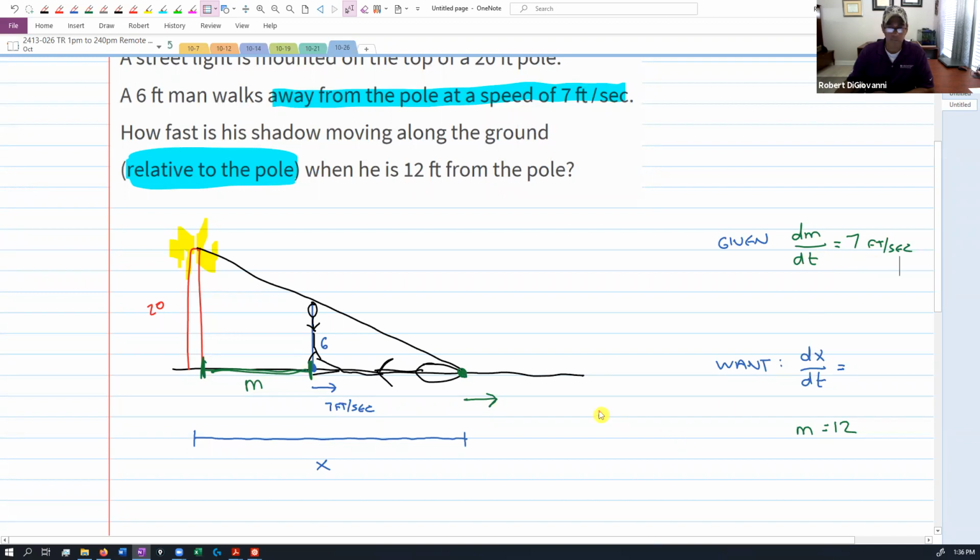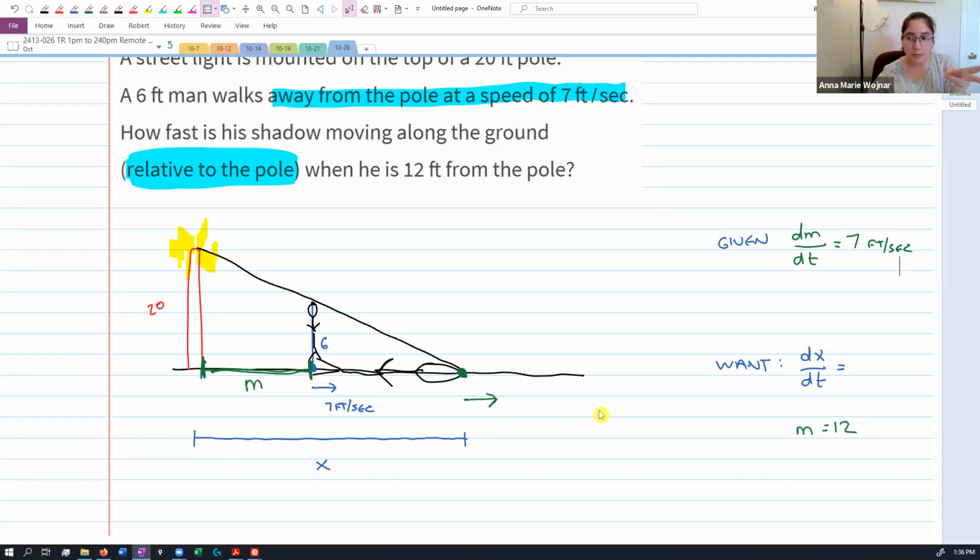I have a quick question. Yes. So if M was shrinking, would that make 7 negative? Mm-hmm. If he was walking towards the pole, it would be shrinking, and we use -7. Okay, thank you.